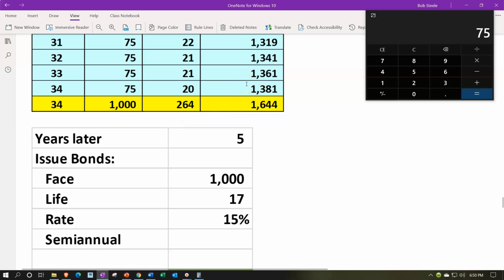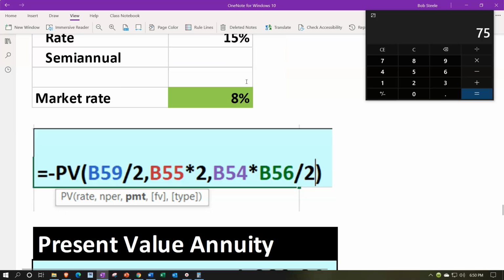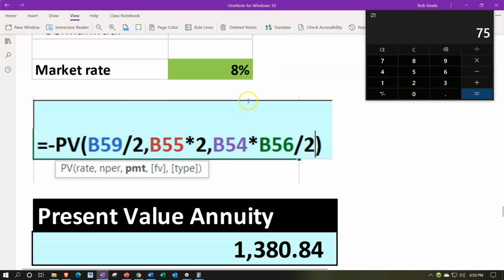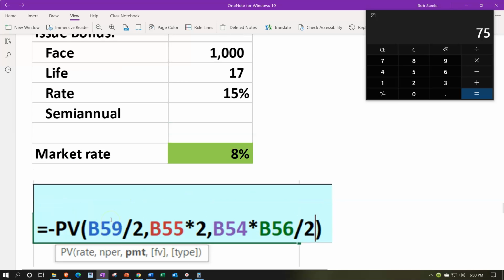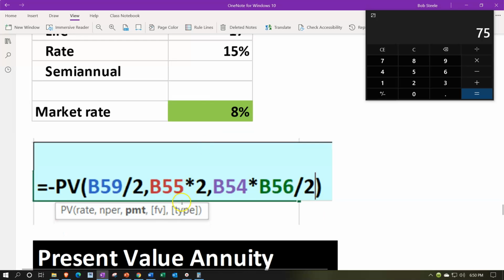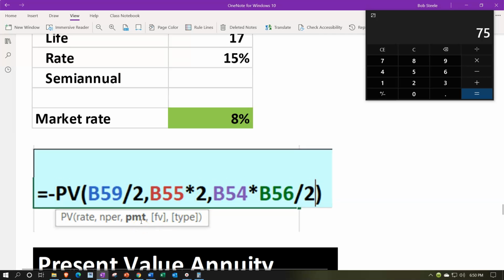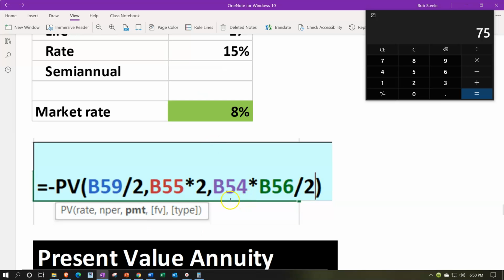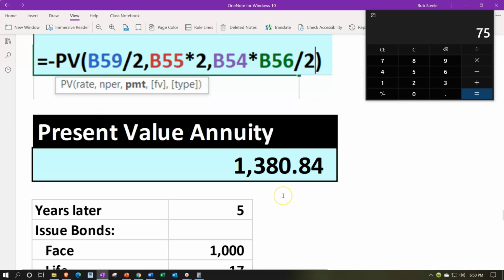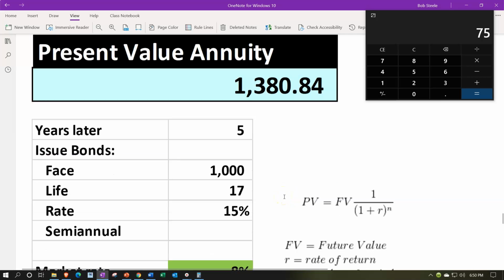Let's first get to this 1381 again by using Excel, doing this the Excel way, which would be the present value, and the rate would be now the 8% divided by 2. So this would be the 8% divided by 2, comma. Number of periods would then be 17 up here times 2, 17 times 2, then the comma. And the payment would then be the 1,000 times the 15% divided by 2. That would be this 1,000, 15%, then divided by 2. That then gives us the 1380.84 again.